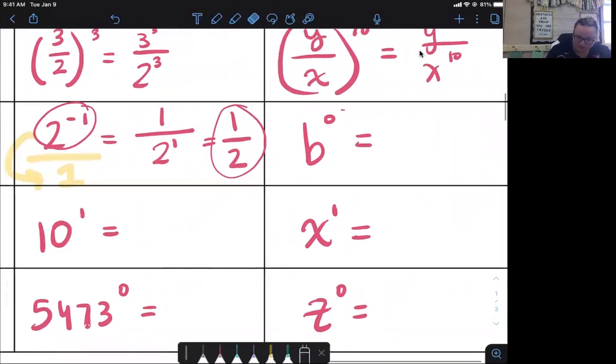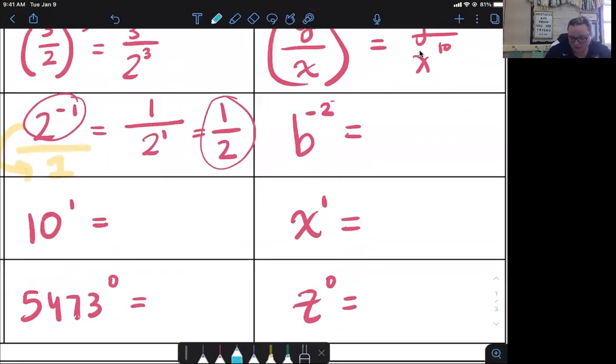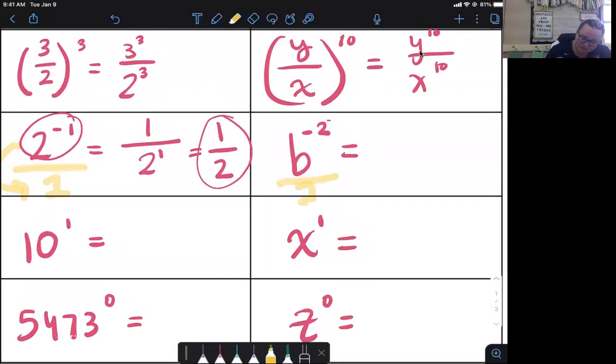So b to the negative 2, remember, b is technically over 1. We're going to move it to the denominator. Keep your placeholder 1 up top, and then b to the 2nd. So once that exponent goes to the denominator, it becomes positive.